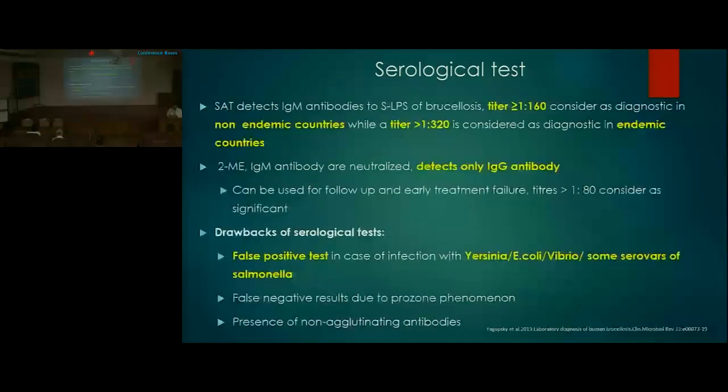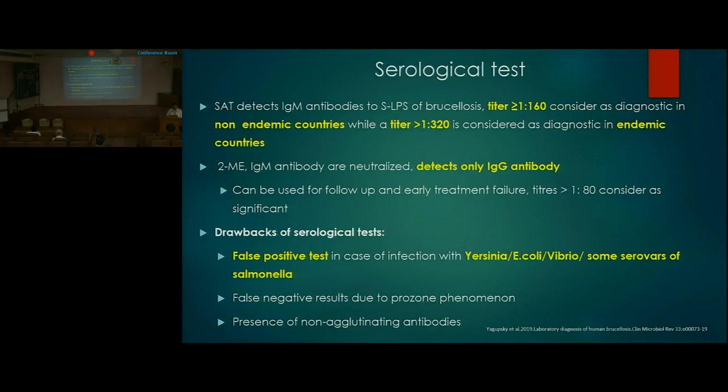The standard agglutination test mainly detects IgM antibody. It cannot detect antibodies against Brucella canis. A titer of more than 1:160 is considered diagnostic in non-endemic countries, while a titer of more than 1:320 is considered diagnostic in endemic countries such as ours. In the 2-mercaptoethanol test, IgM antibodies are neutralized and it detects only IgG antibody. That's why it can be used for follow-up and early detection of treatment failure. A titer of more than 1:80 is considered significant for treatment failure.